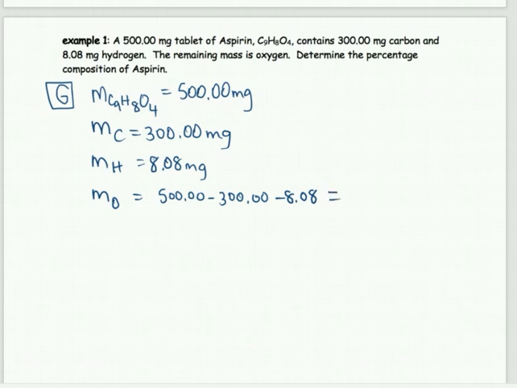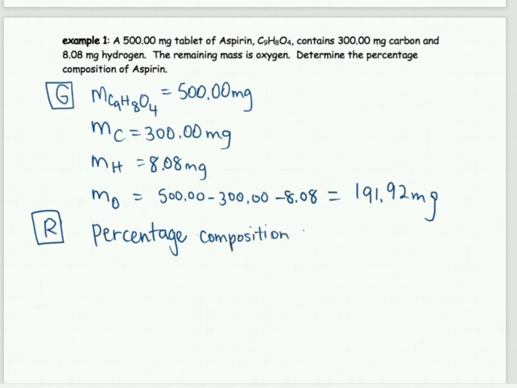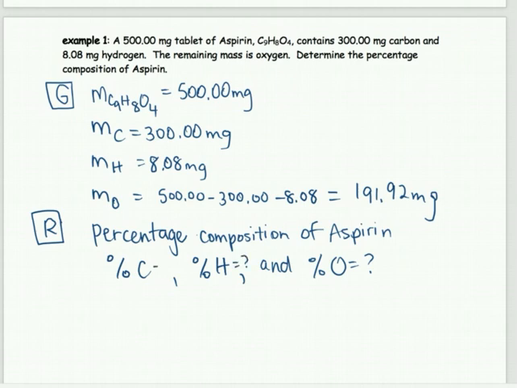Let's write down what we need to find next. So for now, 1.9192 milligrams is the mass of oxygen. I think it says the remaining mass is oxygen. All right, so what we need to find here is the percent composition of carbon, the percent composition of hydrogen, and the percent composition of oxygen. So you get familiar with the terminology, we need to find the percentage composition of aspirin. What that translates to is literally percent composition of carbon, hydrogen, and oxygen. These are all the things that we don't know that we want to find.